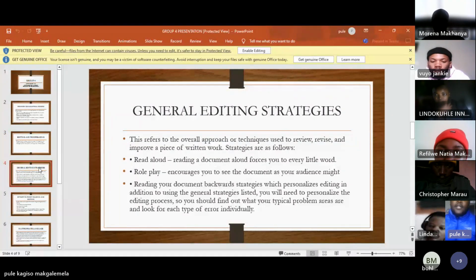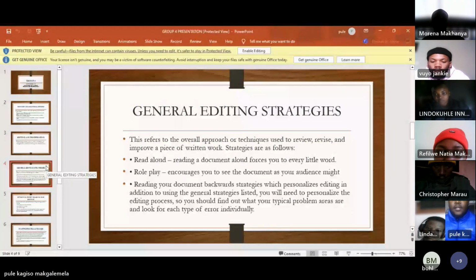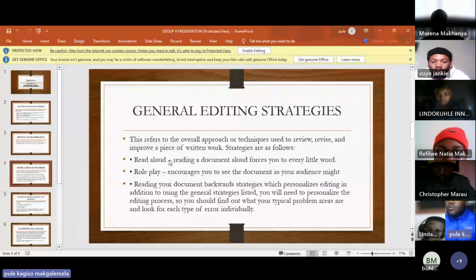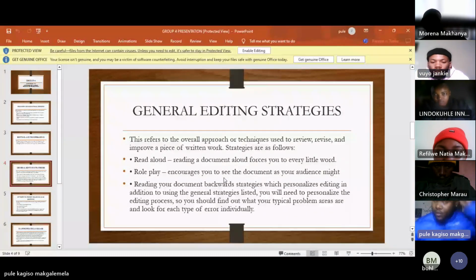So there are general editing strategies. This is the overall technique used to review, revise, and improve a piece of written work. The strategies are as follows. You can read out loud, role play, or read your document backwards.